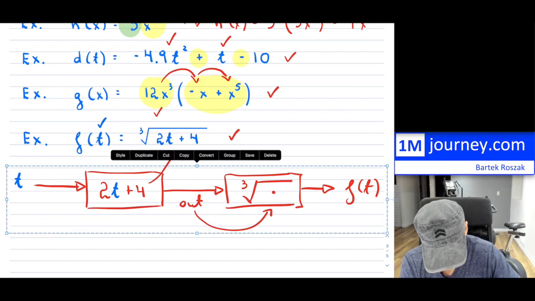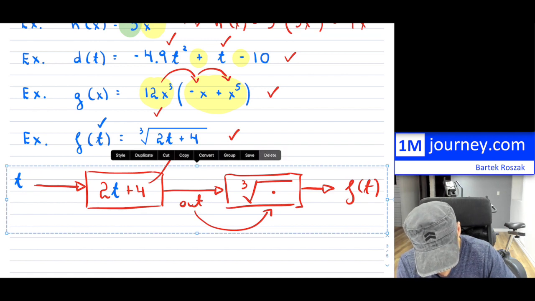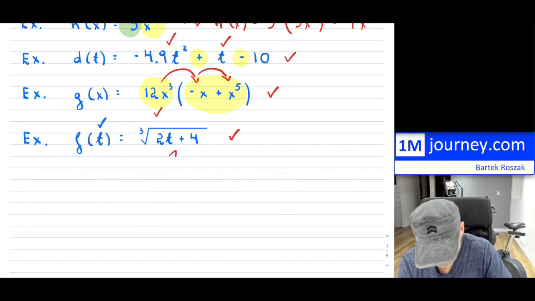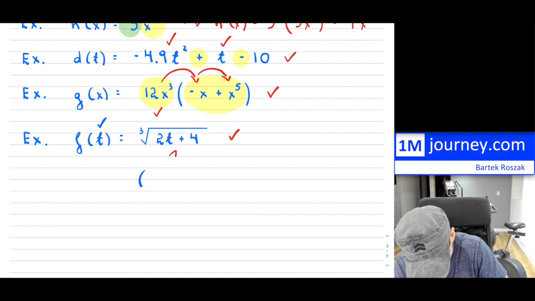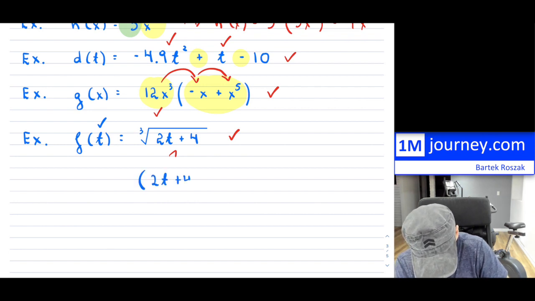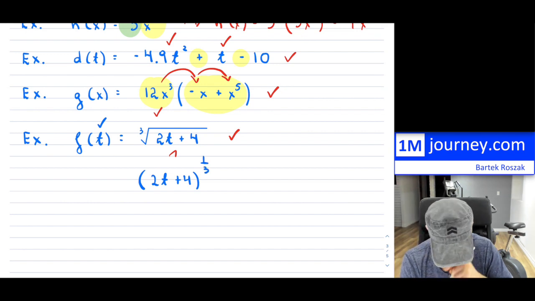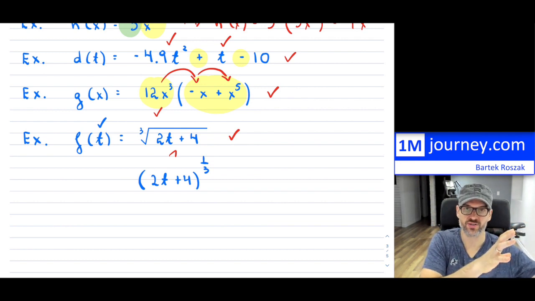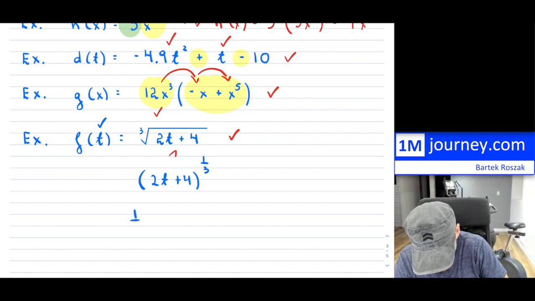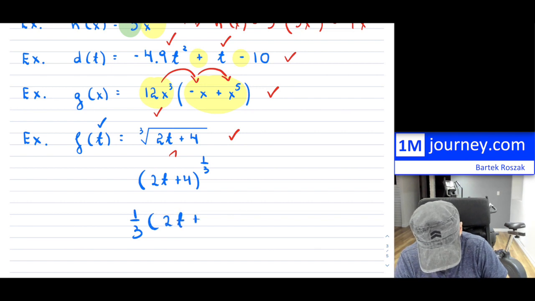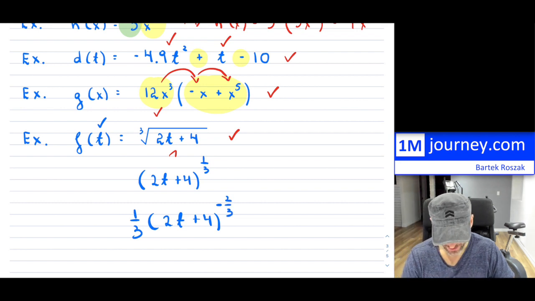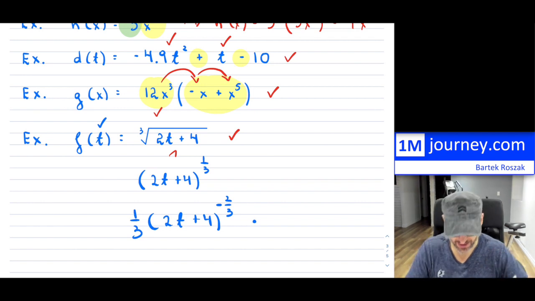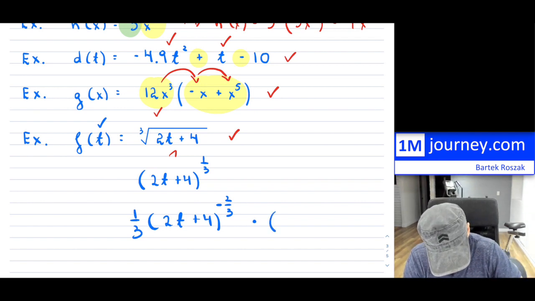So by composition, what it means is that I have to take, first I'm going to rewrite it for myself. I'm going to write it like this: 2t plus 4, to the 1 over 3. And now I'm going to take the derivative. So first, you take the derivative of the second function. So that would be 1/3 of 2t plus 4, to the 1/3 minus 1, which is going to be negative 2 over 3. And then you multiply it by whatever is inside of those brackets. In that case, this one is easy because the derivative is just 2.